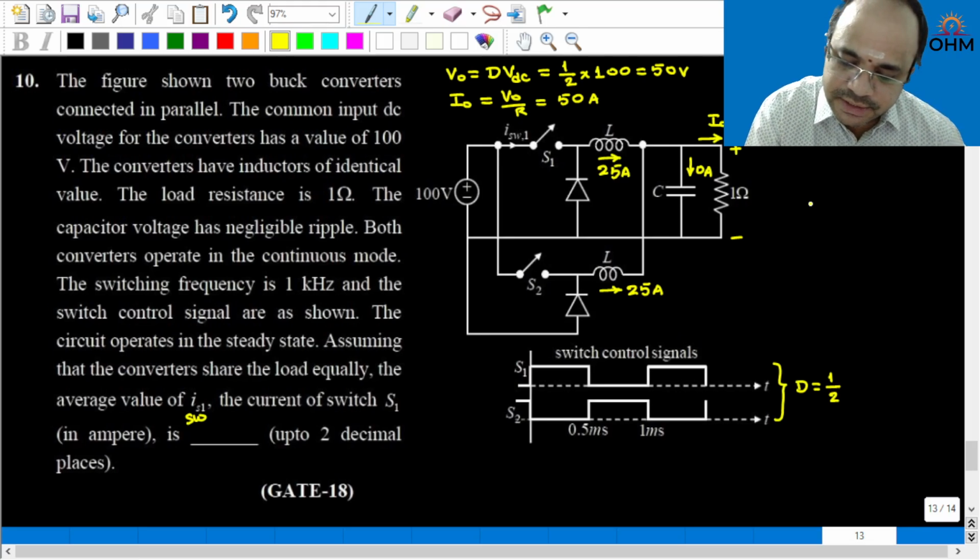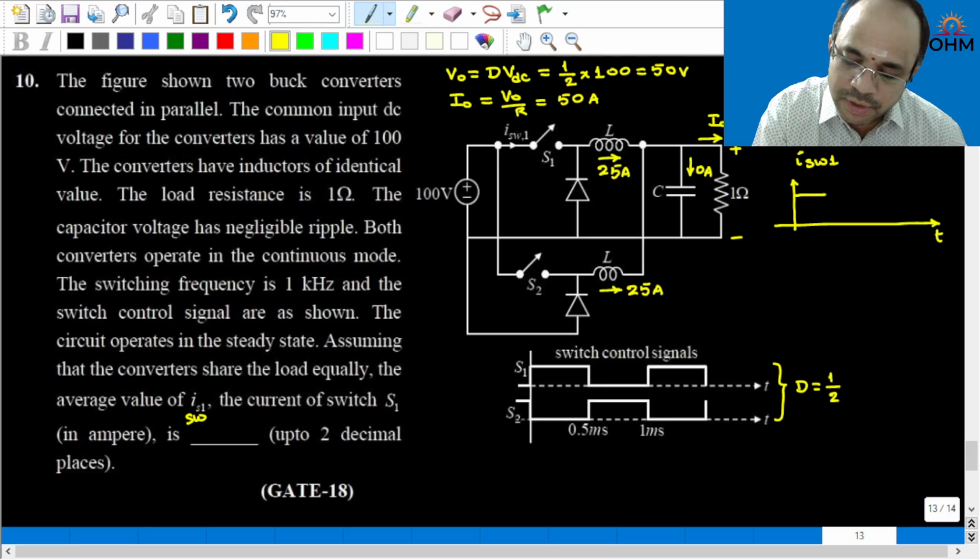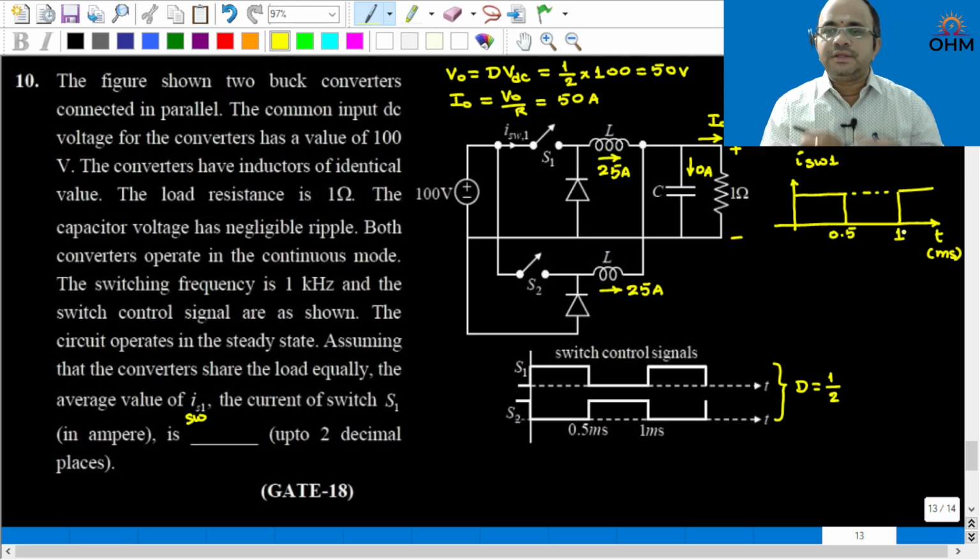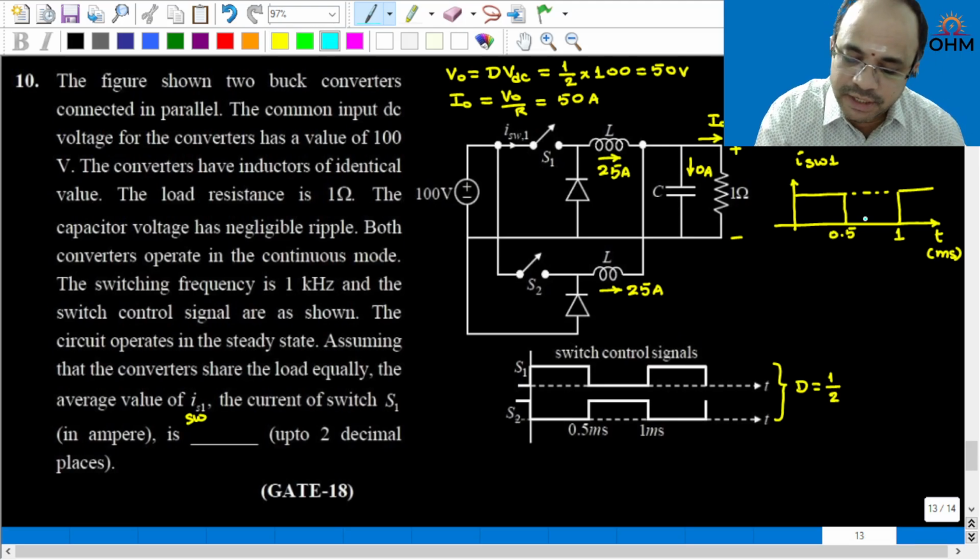Now, with this, if you draw the switch current waveform, switch 1 will carry the inductor current when it is on, right? Let us take the x-axis in milliseconds. For 0.5 millisecond to 1 millisecond, the switch 1 current will be 0. When switch 1 is turned on, how much current will it carry? That will be the inductor current, that is 25 ampere.